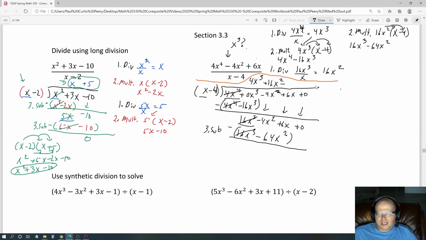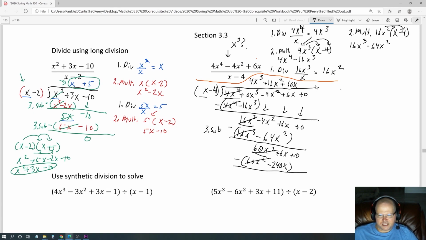So we have negative 4x squared minus negative 64x squared. Subtracting a negative is the same as adding, so it's negative 4 plus 64, which will give you plus 60x squared plus 6x plus 0. All right, so we divide, right? 60x squared divided by x would just give me 60x, so it's plus 60x. And then you would say 60x times x gives me 60x squared. And then 60x times negative 4 would be negative 240x.